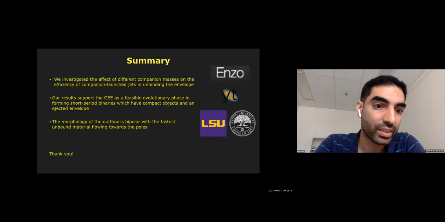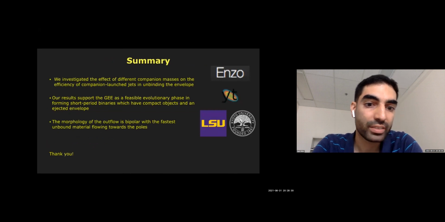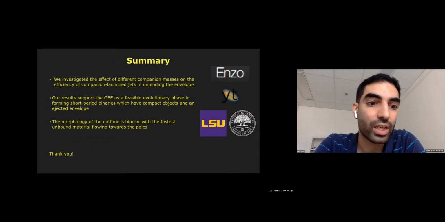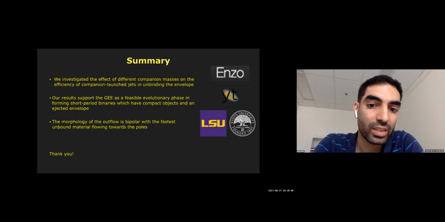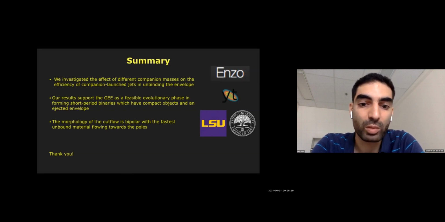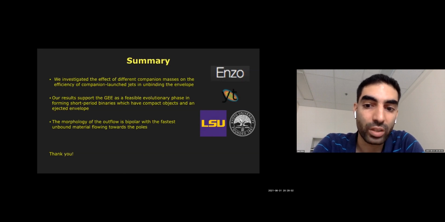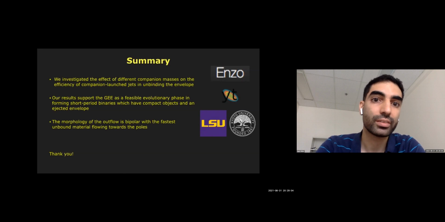To conclude, we investigated the grazing envelope evolution, where a main sequence star companion accretes mass from an evolved red giant bulk star and launches jets that interact with the envelope. We simulated several different companion masses, finding efficient unbinding of the envelope by jets in lower mass companions. The simulation of the 0.1 solar mass companion is the first to demonstrate a grazing envelope evolution in its entirety by reproducing theoretical models in three-dimensional hydrodynamic simulations, which strengthens the feasibility of the grazing envelope evolution. The jets produce bipolar outflow, which later can yield a bipolar nebula. Thank you for listening.